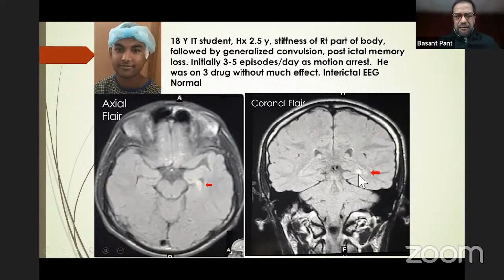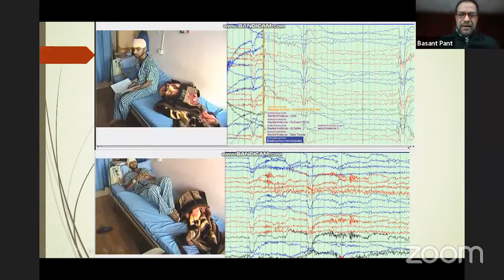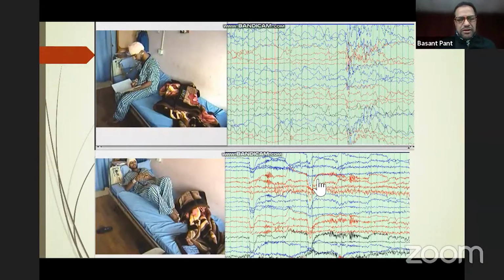You see that in the FLAIR image, you can see that mostly the head and maybe the body of the hippocampus is sclerosed. Amygdala is not much changed. And then we did a video EEG where you can see that he has got a left-sided seizure onset. And you can see that there is also automatism in him. Here also, we see the same thing.